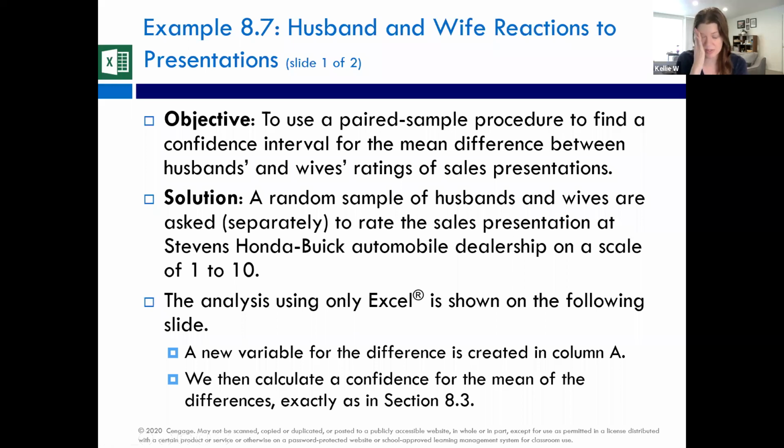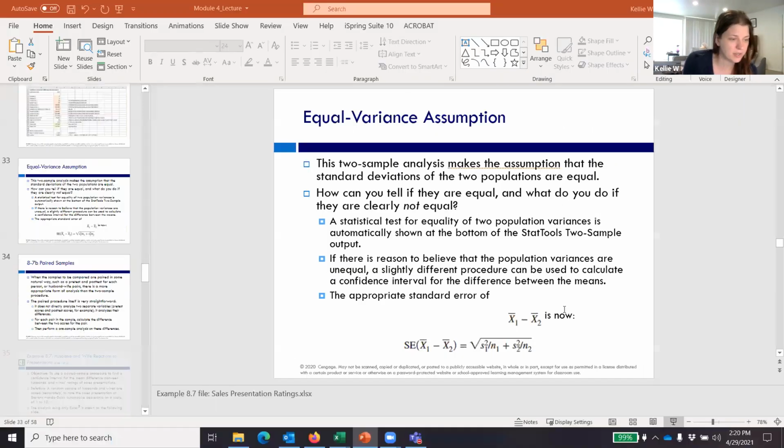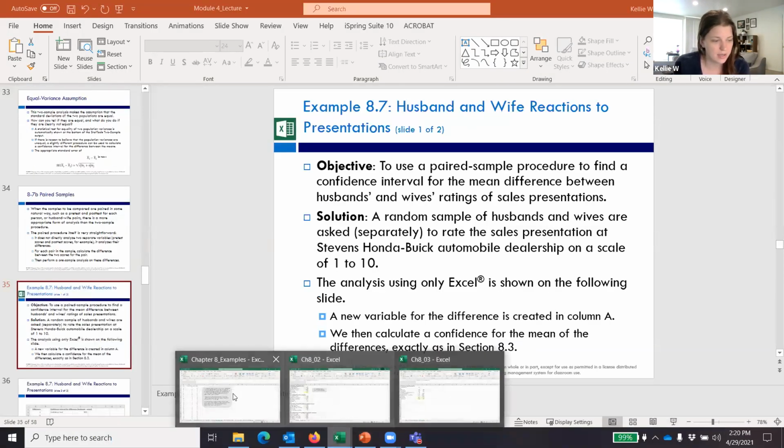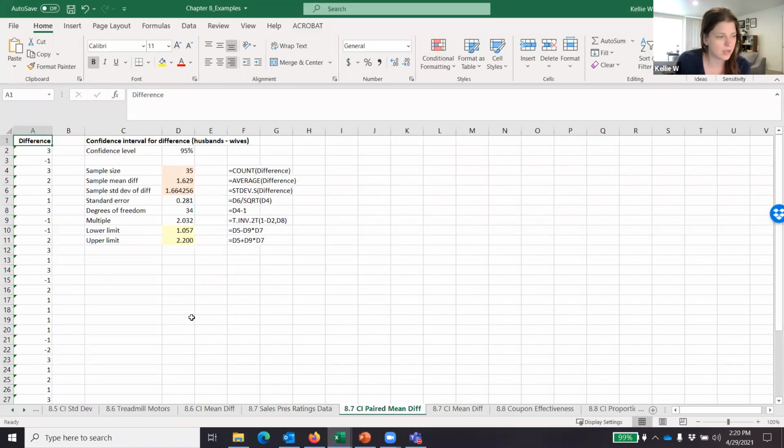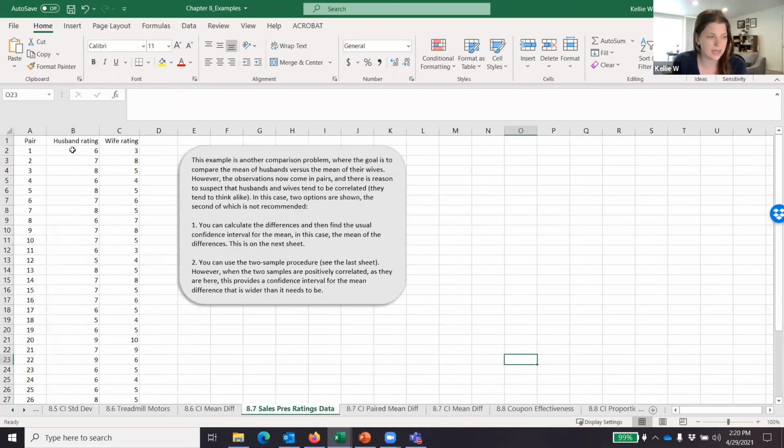So we have these husband and wives ratings of a Honda Buick dealership at two different points in time. And we want to see if there's a difference before, I think, their test drive. Yeah, so before the sales presentation and after the sales presentation. So now all we're basically doing is introducing a variable that tells us the difference between our husband and wives. So here's the initial data.